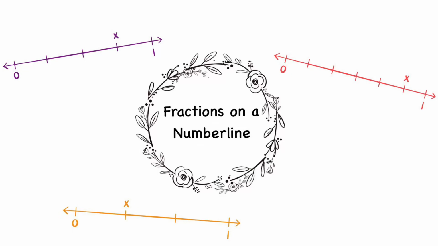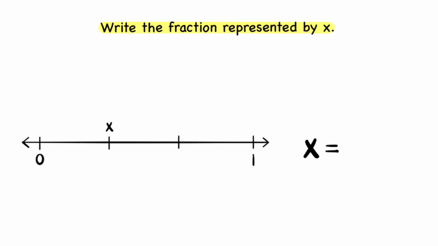Today, we will be learning fractions on a number line. It says, write the fraction represented by x. On this number line, we have 0, we have an x, and then we have 1. We need to find what fraction goes where the x is. We'll begin by finding the denominator.